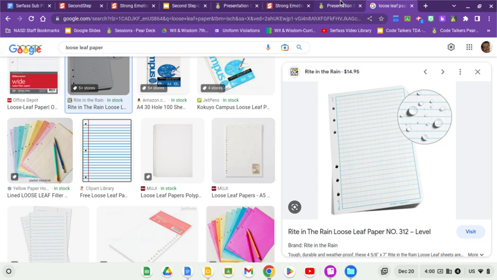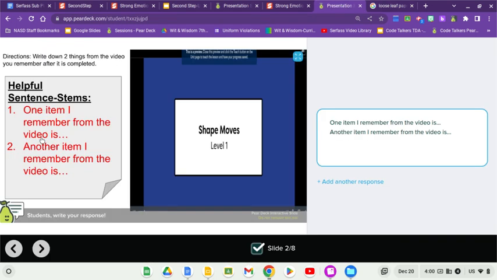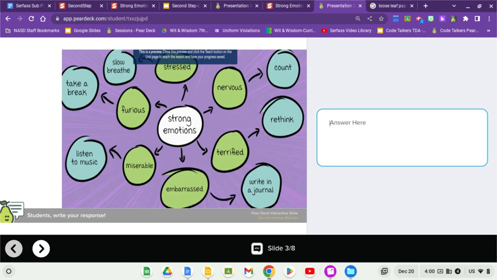So you can write on loose leaf paper. All you have to do is write those same red sentences right there. You'll see them again. So you can see here that strong emotions include being furious, embarrassed, terrified, nervous, or stressed. And then what can you do to manage them? You can write in a journal if you're embarrassed. You can rethink something if you're terrified. You can count if you're nervous. You can slow breathe if you're stressed. All you have to put for this one right here is just web of strong emotions.